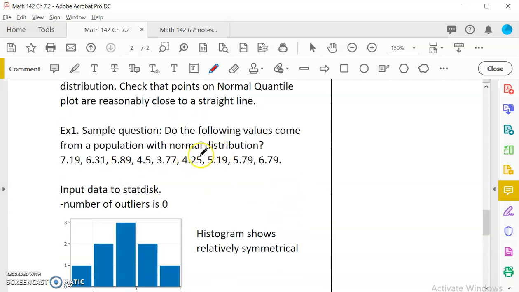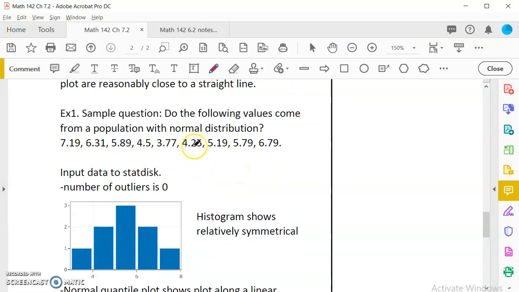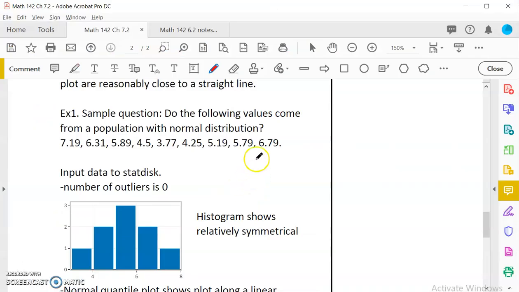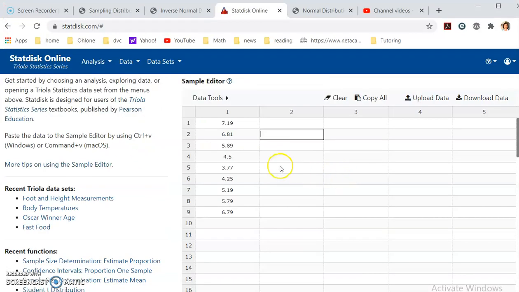So these are the steps. Let's do an example to illustrate all the steps. We have a sample, and we don't know if it might have come from a population that is normal, because I have only a small sample. And if it is normal, then I can use the central limit theorem. So let's do the test. I put it in here: 1, 2, 3, 4, 5, 6, 7, 8, 9. So I have 9 data points. I put them in here, and then I do the data normality assessment.